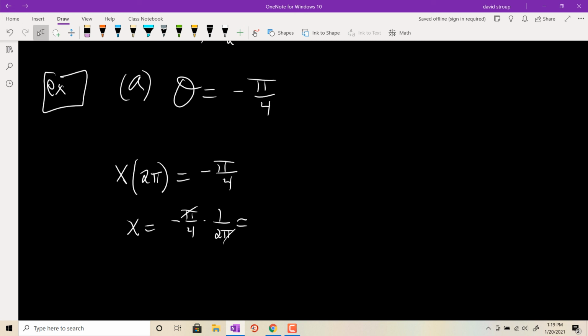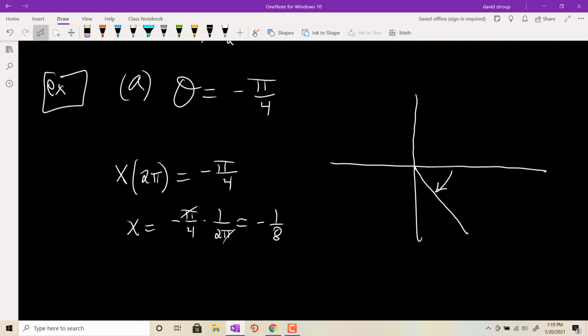The pi's cancel. Negative 1/8 of the circle. Okay. So thinking in terms of 8s, 1, 2, 3, 4, 5, 6, 7, 8, it'll be right here, negative pi over 4. I think I just did that above anyways. Okay, so this angle theta here is negative pi over 4.